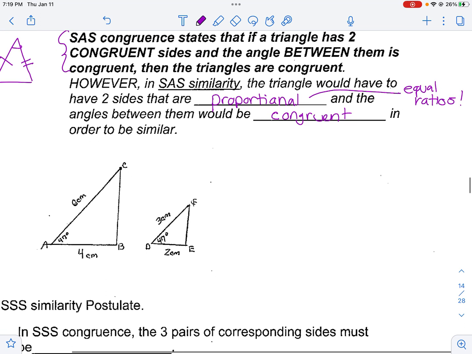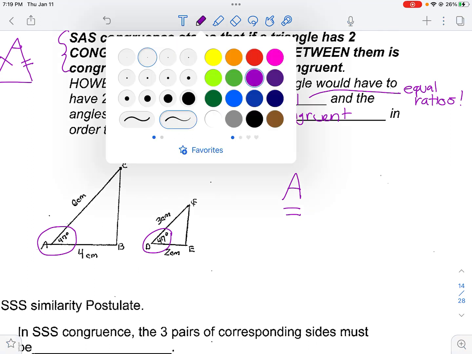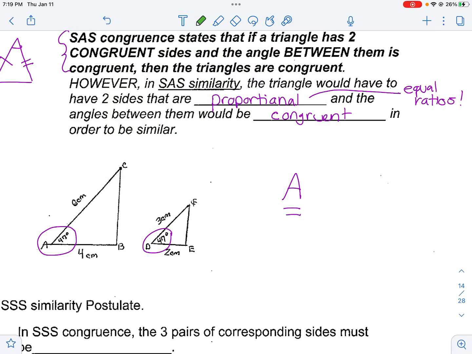So as we look at our example right here, we can see that this angle A is 47 degrees, and we have angle D is also 47 degrees. So we automatically have the A part. We have a pair of angles that are equal. Now, if we look at the sides on either side of it, right over here we have this side AC, and then right over here we have side DF.